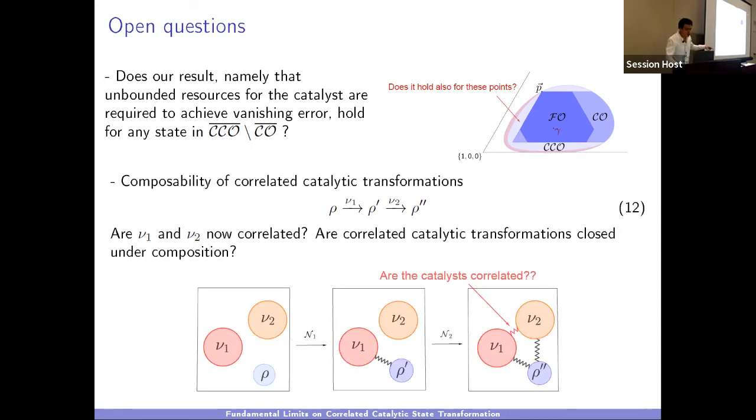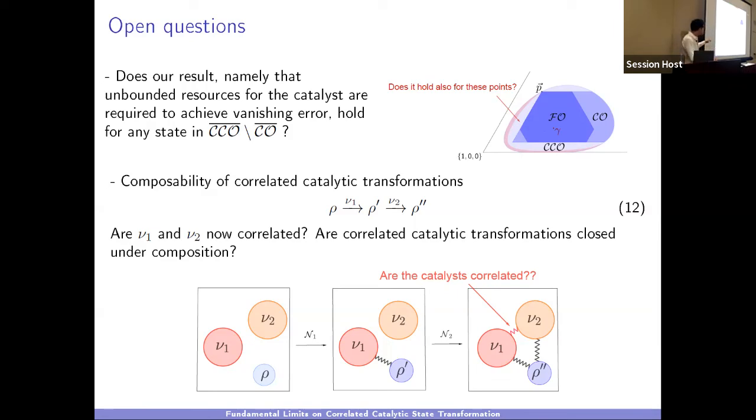And the second question is, when we compose this catalytic operation, what actually happens? Because, for example, if we have two catalysts and we want to transform rho into rho prime using the first catalyst and then rho prime into rho double prime using the second catalyst, then the two catalysts might get correlated. This is still an open question. It might be worth thinking about it. And the question is, are correlated catalytic transformations closed under composition?